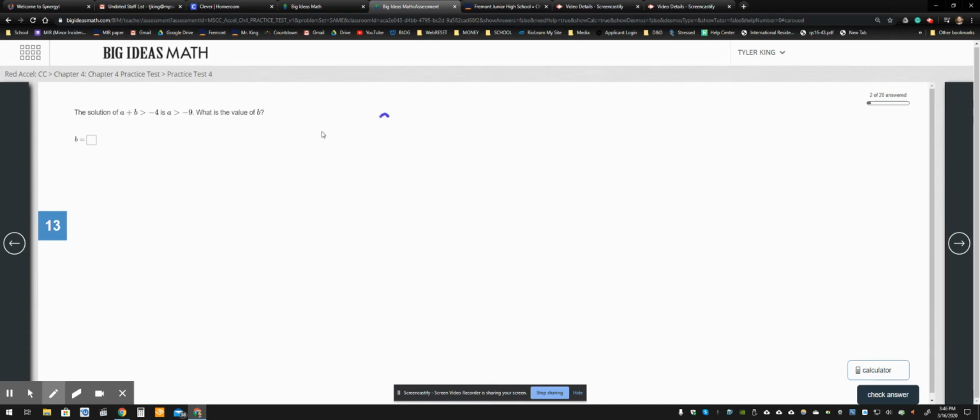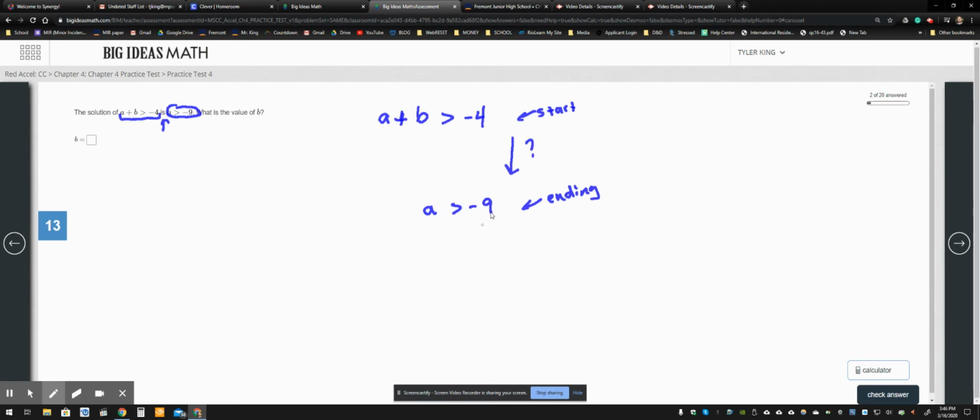So we have our starting point of a plus b is greater than -4, right? Now, the solution of this problem here is equal to this piece here. So we know that this is our starting point, and we know what our ending point is. So we're going to say that our ending point is a is greater than -9. Okay, so now we're asking ourselves, how do we get from here to here?